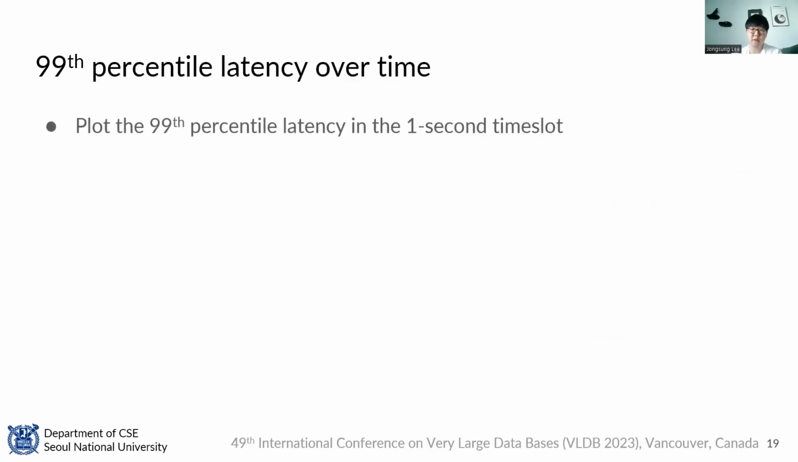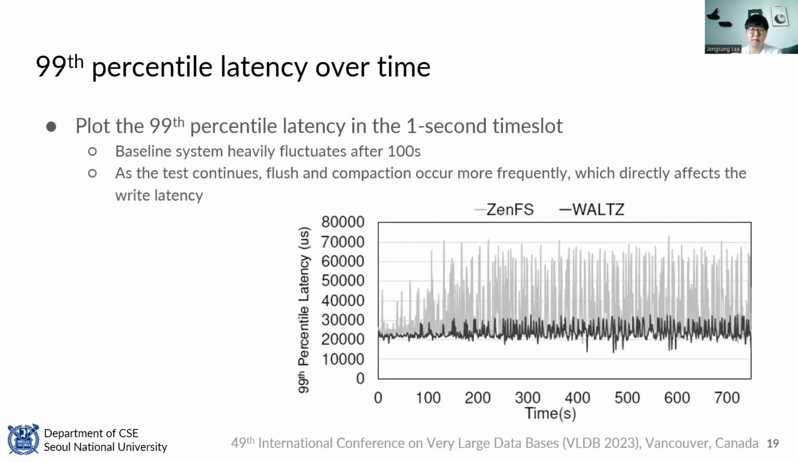We also measure the 99th percentile latency over time. We record all the latency of put queries, gather them within a 1 second time slot, sort, and pick the 99th percentile latency. As the graph shows, the baseline system fluctuates from the starting point, and the degree of fluctuation increases over time. This is because the test starts from the clean state, which means that background operations such as flush and compaction rarely occur at the starting point.